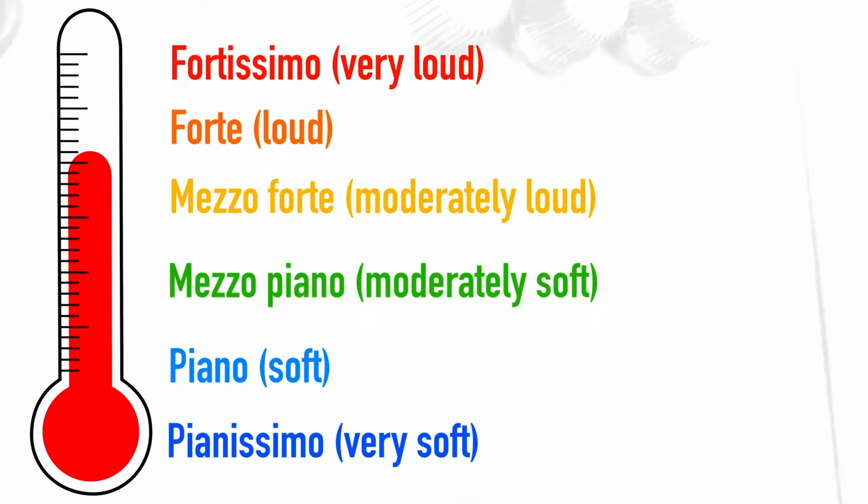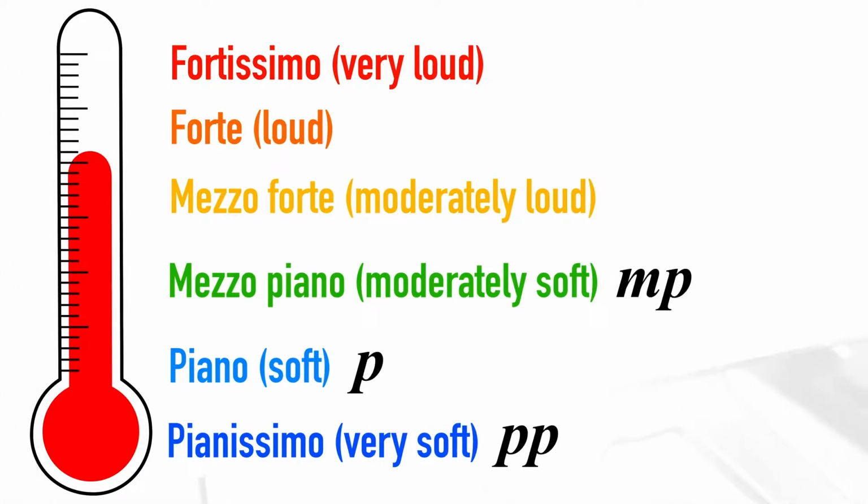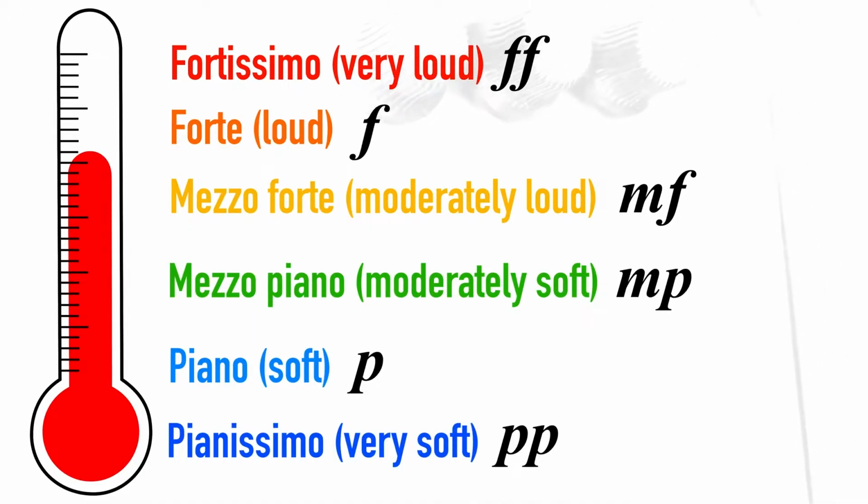All of these terms are abbreviated when written on a score. PP is pianissimo. P is for piano. MP means mezzo piano. MF means mezzo forte. F means forte. And FF means fortissimo.